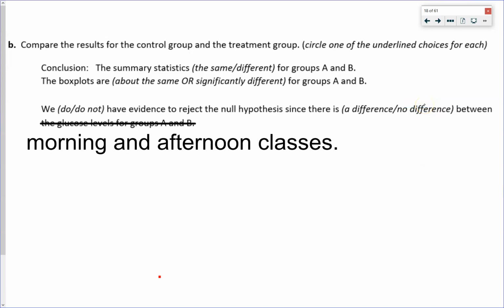these summary statistics are very different for groups A and B. The box plots are significantly different for groups A and B. So we do have the evidence to reject the null hypothesis since there is a difference between the morning and afternoon classes.